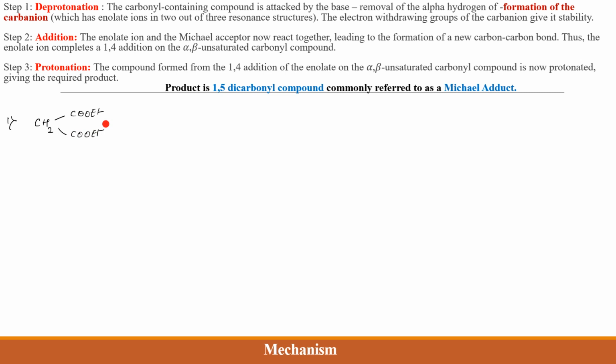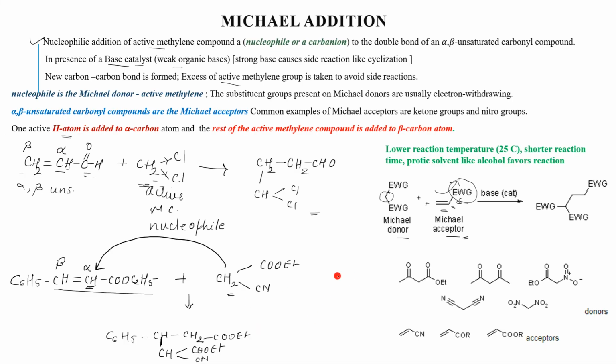And yes, you can see these donors and acceptors. I have some examples I have given here for donors and acceptors. These are all your acceptors. These are all electron withdrawing groups. Okay, and so this makes this double bond active. And these are all donors. These are all again electron donating.